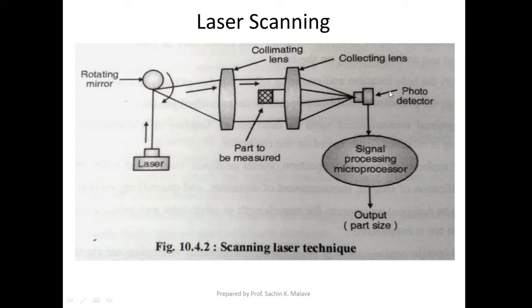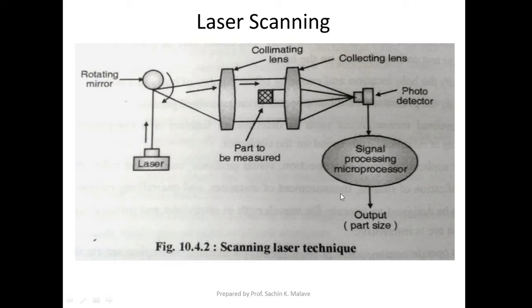The period of time during which the light is interrupted is calculated, or it is monitored accurately and related to the size of the object. So we can easily find out the time period for which the beam is not sensed by the photo detector, and that time is recorded accurately, and that can be related to the size of the object, okay. So this is a very simple principle.